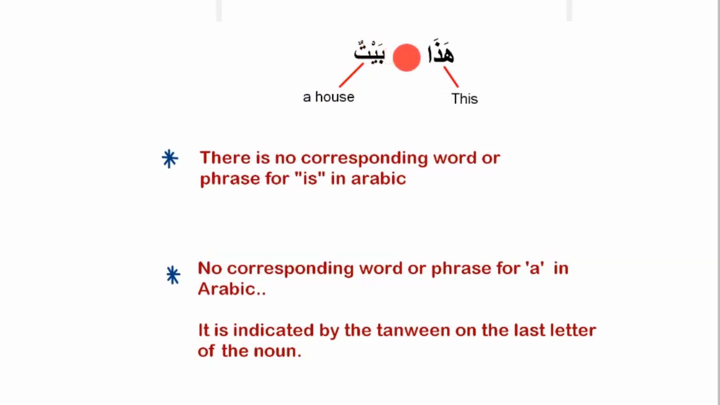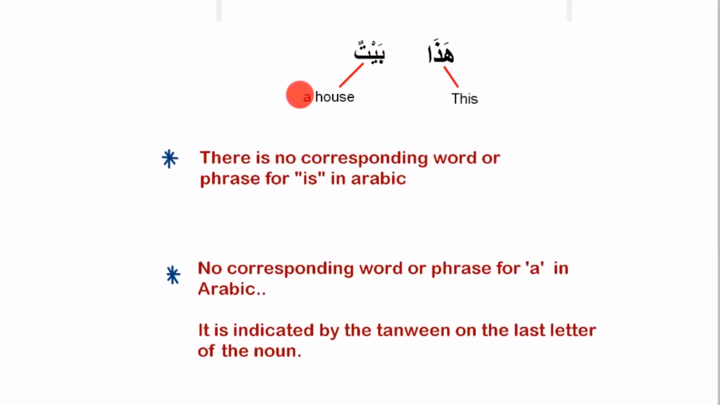And then here you see it is not so. There are not two words, like the "a." Just like the "is," we said there's no corresponding phrase for it. The same way, the "a" doesn't have a corresponding phrase or word. It is represented by the tanween. The tanween means the double vowel. You can see a double vowel on the last letter. You can see there are two dhammas there, dhammatain. That's what we call the tanween, double vowel. So that is what signifies the "a."